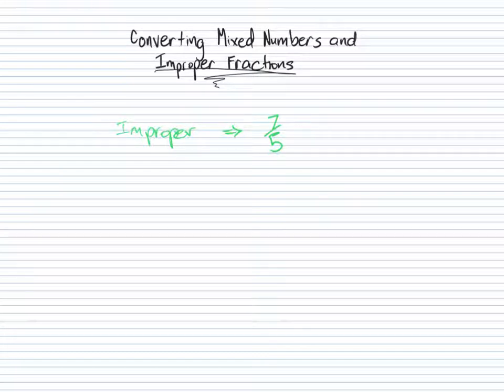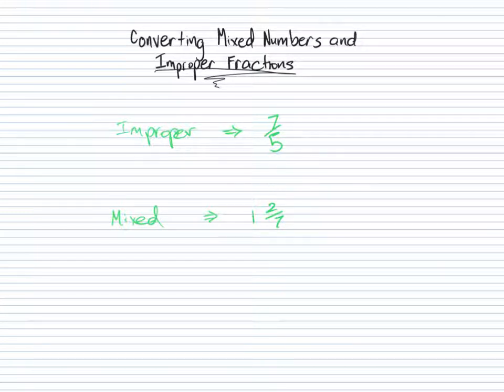Improper fractions are wonderful to work with, and sometimes it's better than a mixed number, but we cannot really see that value as well as we can see the value of a mixed number, and I'll show you what I mean. All right, so a mixed number, an example of a mixed number is 1 and 2/7. It's mixed because we have two parts to it. We have the whole number part and we have the proper fraction part.